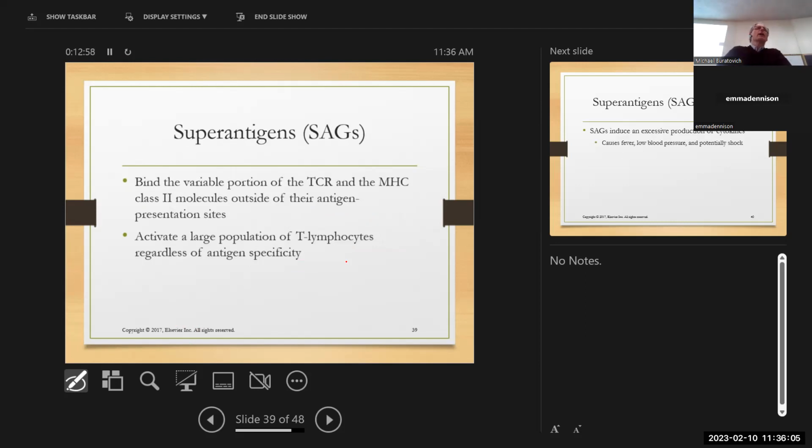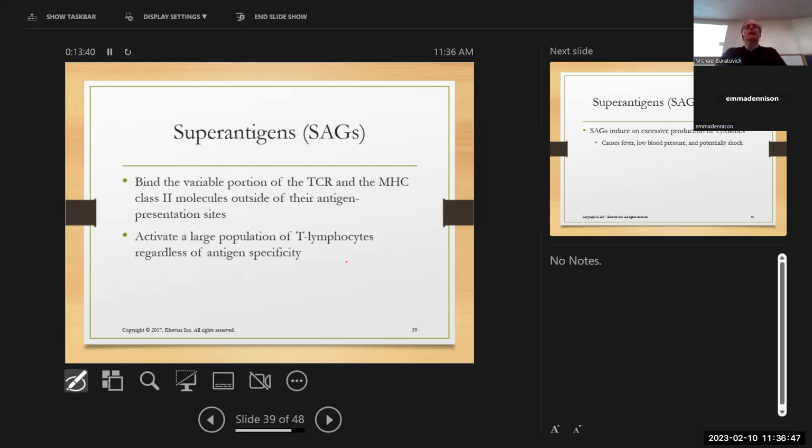Now, we will see a couple of examples of particular antigens that don't need antigen-presenting cells to activate the T cell. These particular antigens can bind to unactivated T cells. When they bind to those unactivated T cells, they activate the T cells illicitly. And when they activate the T cells illicitly, they really activate them. And these are called superantigens.